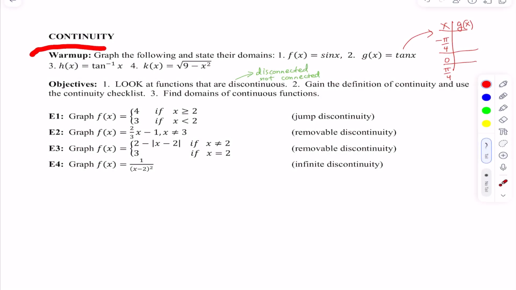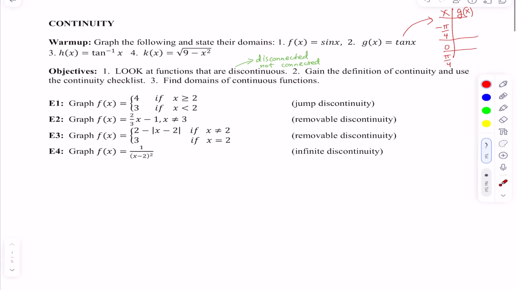Let's discuss the topic of continuity. Continuity here implies that we're talking about the continuity of a function. We want to know if a function is continuously connected, or is there a certain point where the function is discontinuous? Meaning, is there a certain x value where the function is disconnected? We'll gain much more understanding of continuity by looking at functions that are actually discontinuous at a certain number.